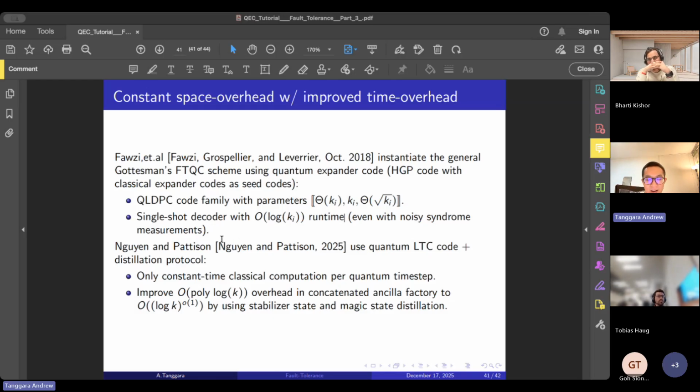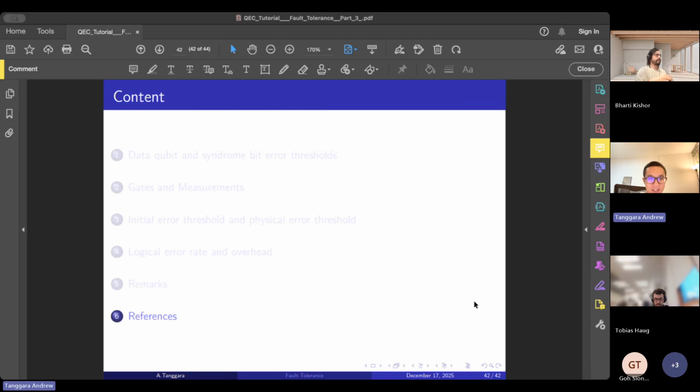And then there are further improvements by Nguyen and Pattison. They only use constant time classical computation per logical time step, and they improve this to be only log time overhead. So just constant space overhead and logarithmic time overhead. I just want to mention that, and that's pretty much it.